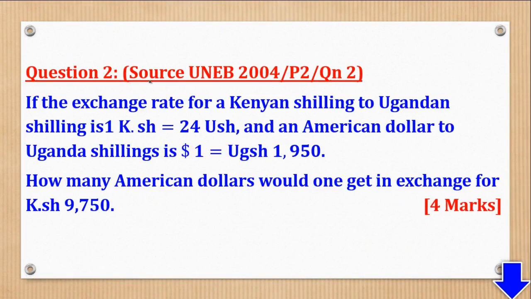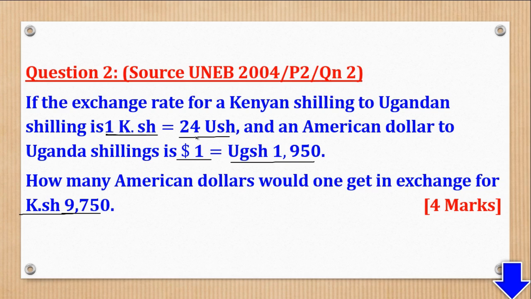Now we shall go to question 2, which came from UNEB 2004 paper 2 question 2. It says, if the exchange rate for a Kenyan shilling to Ugandan shilling is 1 Kenya shilling equal to 24 Uganda shilling, and an American dollar to Uganda shilling is $1 equal to 1,950 Uganda shillings, how many American dollars would one get in exchange for 9,750 Kenya shilling?